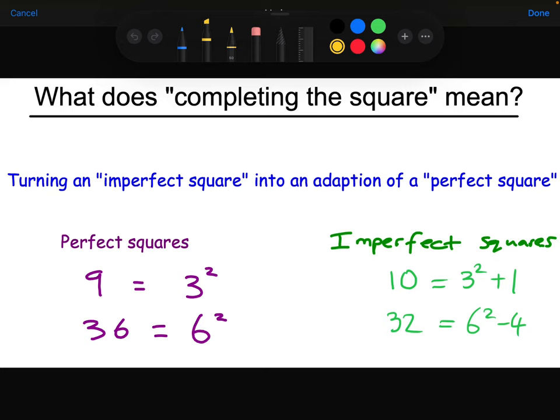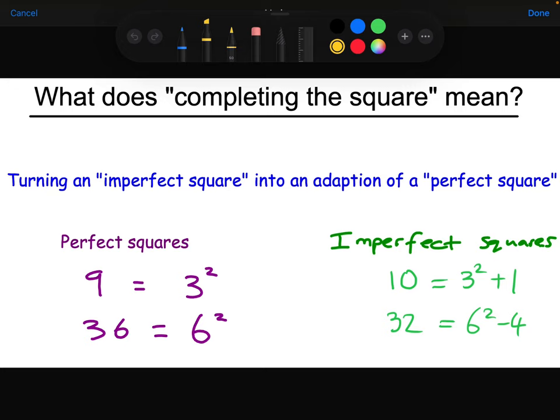So first thing I need to do is explain what I mean by a perfect square and an imperfect square. A perfect square is just another name for a square number. So 9 is a perfect square because I can write it as 3 squared. 36 is a perfect square because I can write it as 6 squared. Anything that is not a square number is an imperfect square. So for example, 10 is an imperfect square.